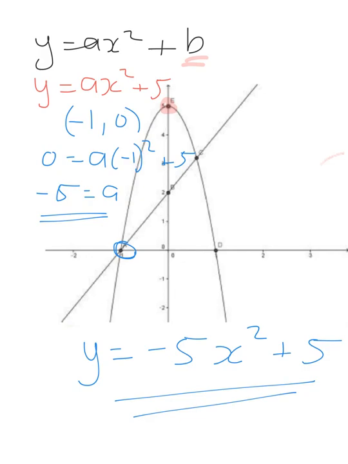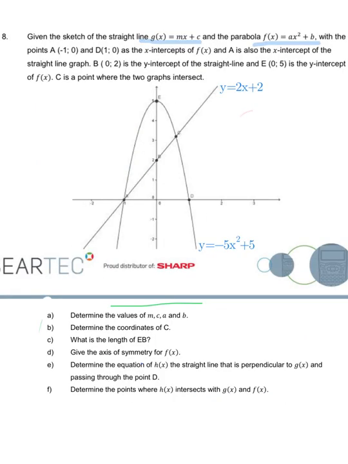Right, so now we're going to attempt to answer some of the questions. So what we're going to try and answer now, we've already found our m value, our c value, our a value, and our b value. That is here, the -5, the +5, the 2, and the +2. Now we're going to look to determine the coordinates of C.